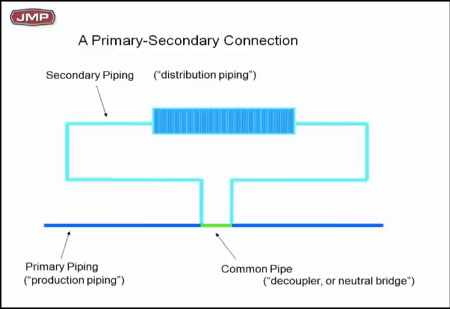I got primary piping. ASHRAE refers to that as production piping. Then I got the common pipe. The common pipe is between those two T's, two good old T-laws we talked about. Some people call that a decoupler. Some people call that a neutral bridge. Bell and Gossett, who came up with primary secondary, a guy named Gil Carson, defined that as the common pipe.